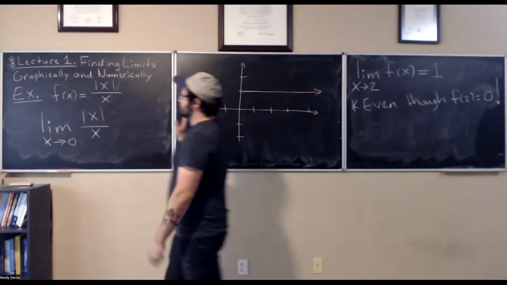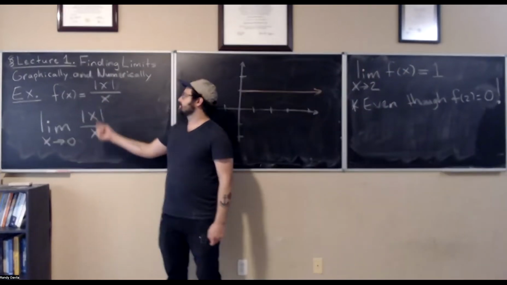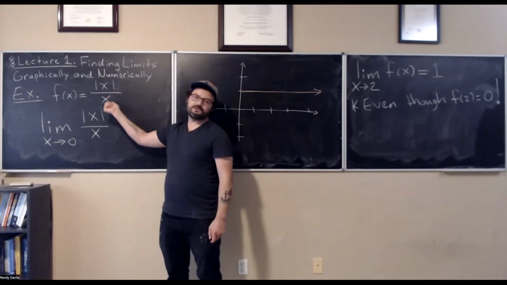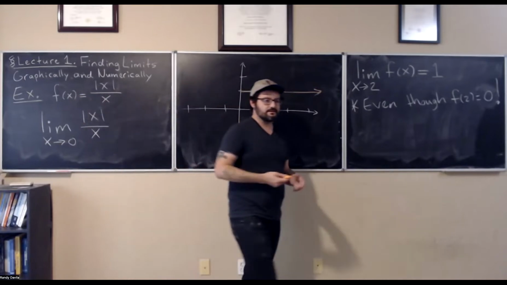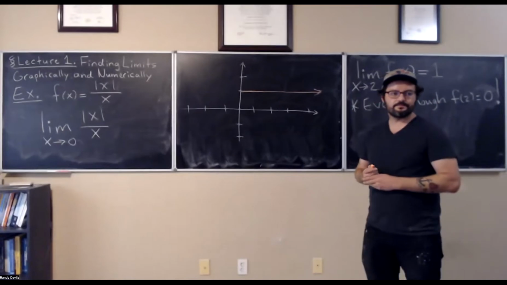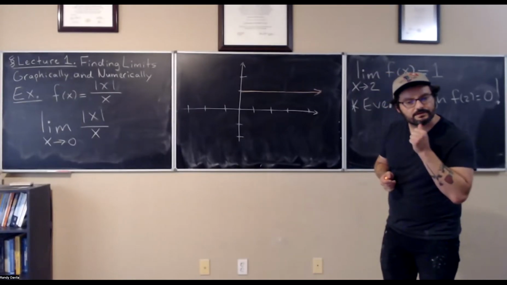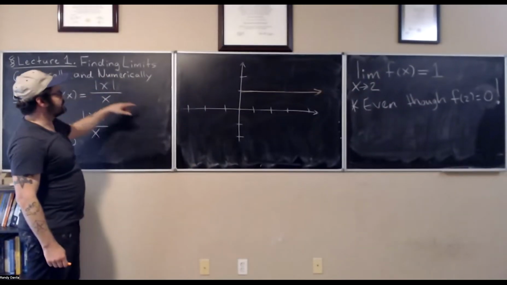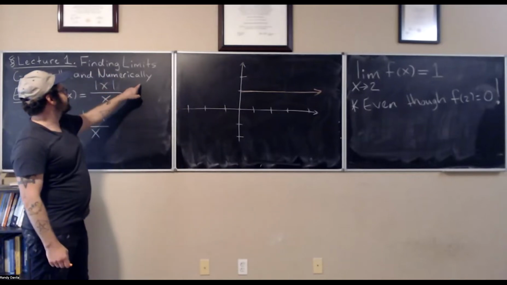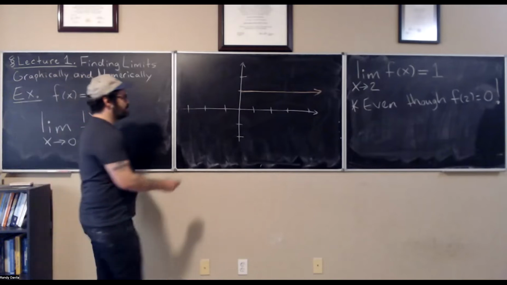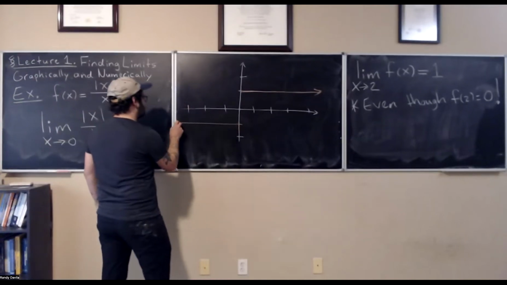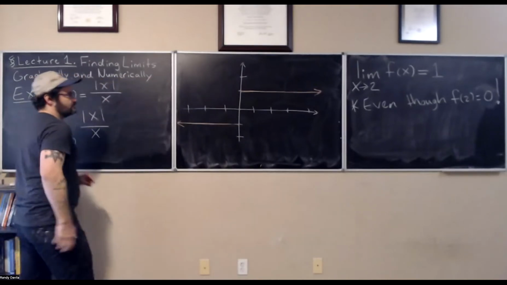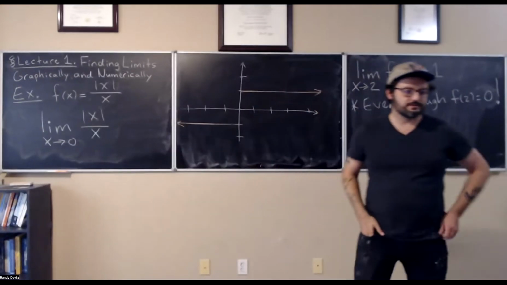Okay, what about when x is negative? When x is negative, the numerator is going to be positive and the denominator is going to be negative, right? So what's the value of this function when x is negative? -1. Exactly, it's going to be -1. For example, if x is equal to -2, we'd have 2 over -2, which is -1. So that's the graph of the function right there.